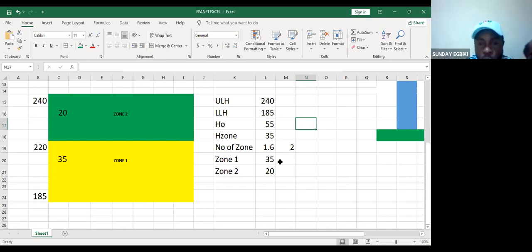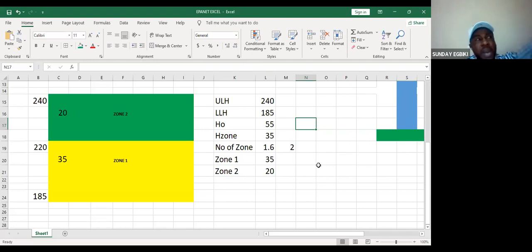Now, what you do is that zone 1 will be equal to the height of zone. First of all, the height of zone is 35. You first bring out the full 35 to make one zone. That is zone 1, and the height of zone is 35. Zone 2 will be the remaining one to make up the 55. If I subtract 35 from 55, I will have 20. So if I add this 20 plus this 35, I have 55, which is the elevation difference. So zone 1 will be within a height of zone of 35 meters, while zone 2 will be within a height of 20 meters.